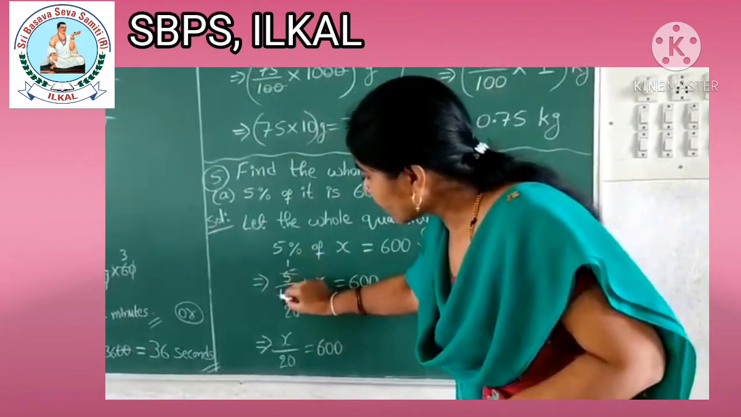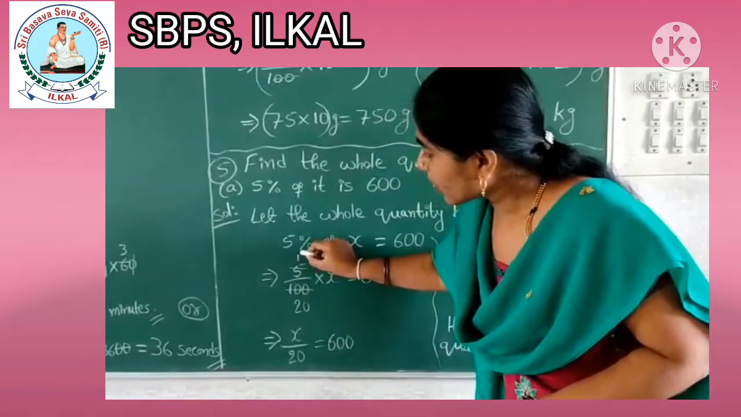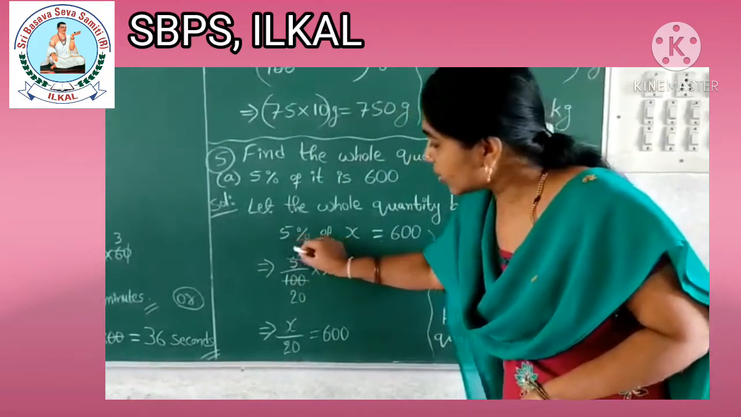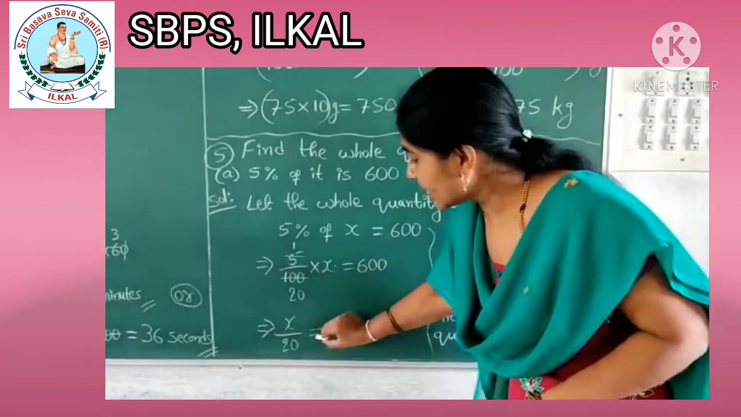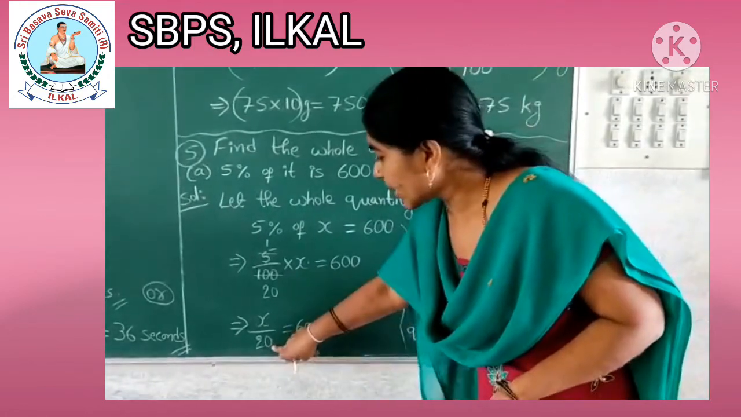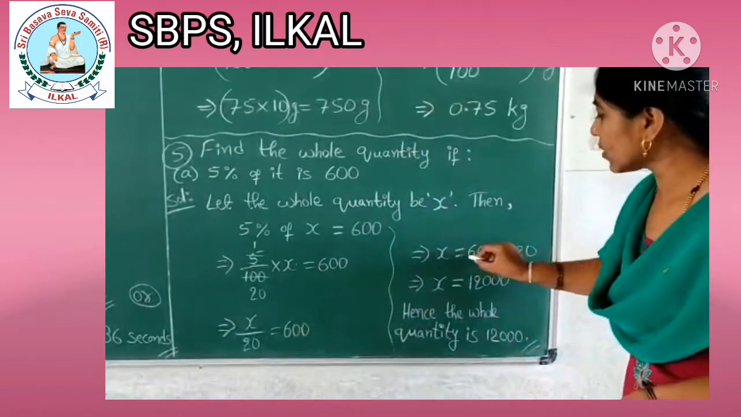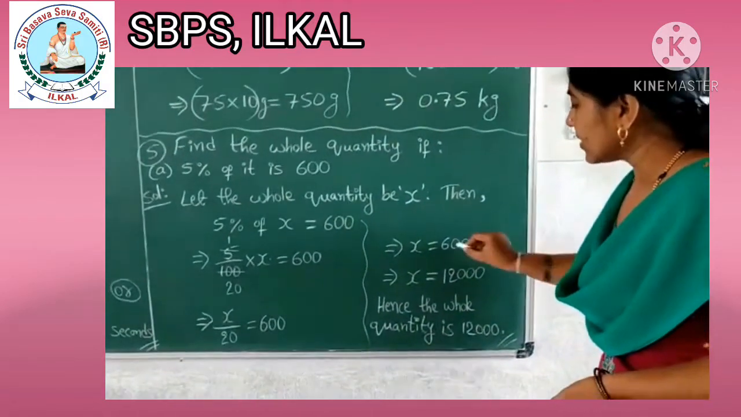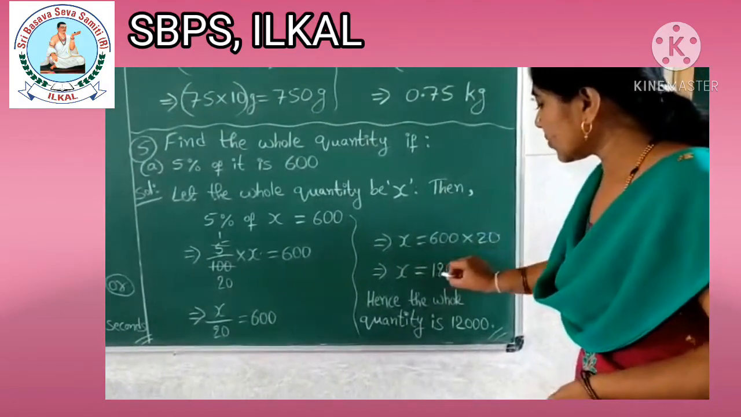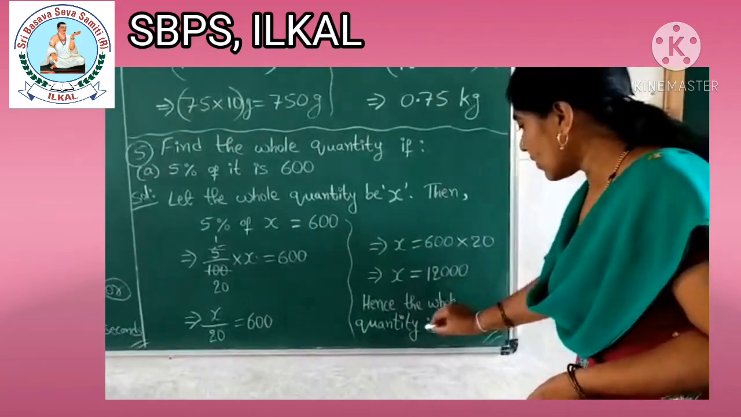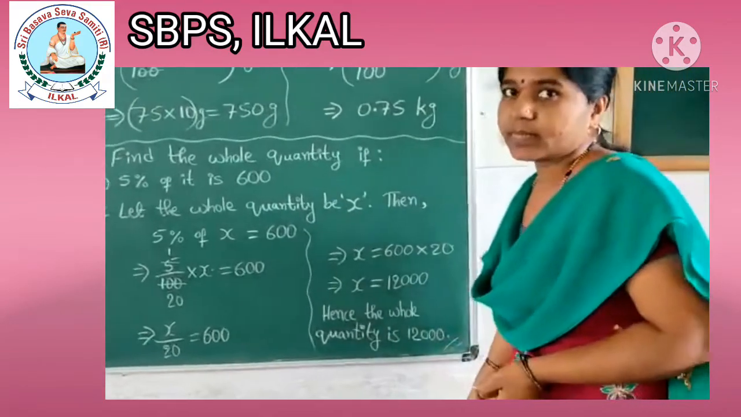Here 5 ones are 5, 5 twos are 10, 0 if I strike out. 1 by 20 into x. 1 into x is x divided by 20 is equal to 600. If you transpose 20 to the right hand side, x is equal to 600 into 20. 600 into 20 gives 12,000. Hence the whole quantity is 12,000.